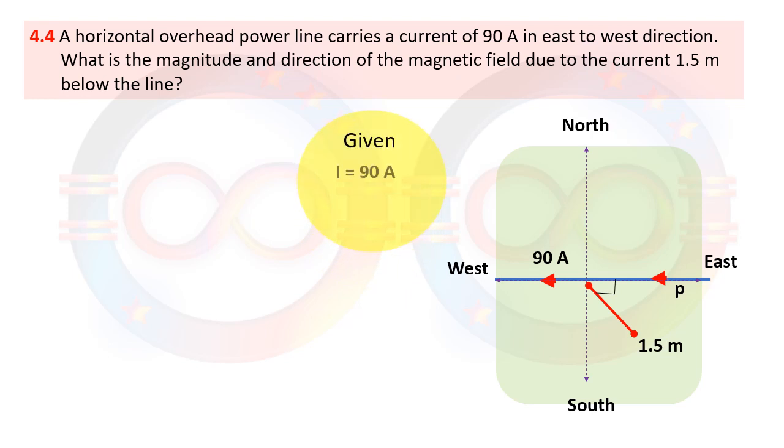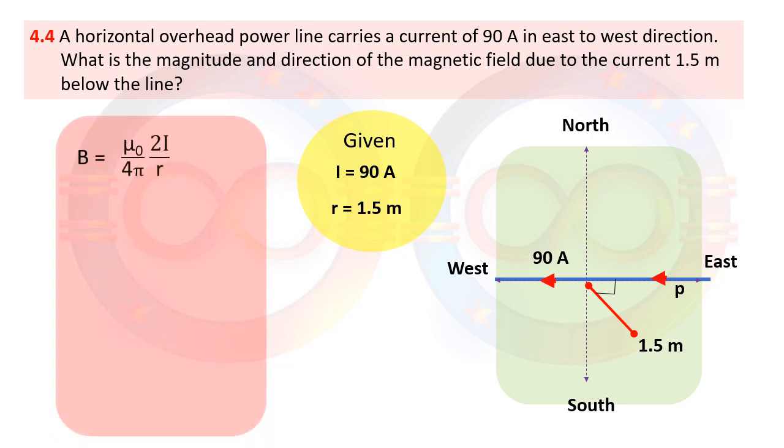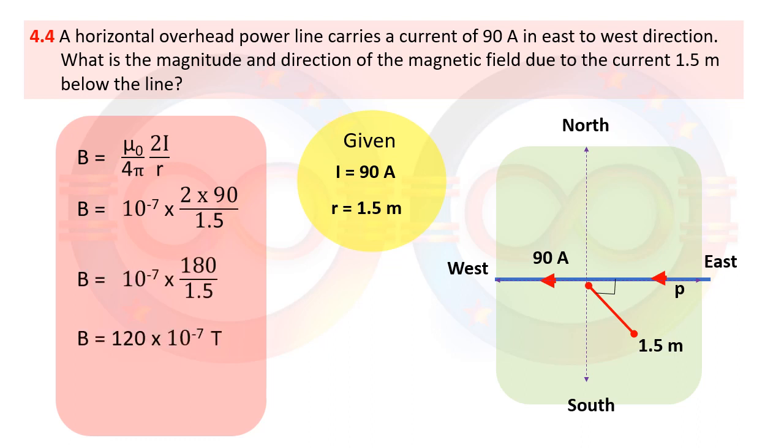If we take the given values, it is 90 ampere current, distance is 1.5 meter. The formula remains the same, mu naught upon 4 pi into 2I upon R. We put all the values and after calculation we get 120 into 10 raised to minus 7, or 1.2 into 10 raised to minus 5 Tesla. And the direction, as per Maxwell's right hand screw law, we can get as towards the south direction.